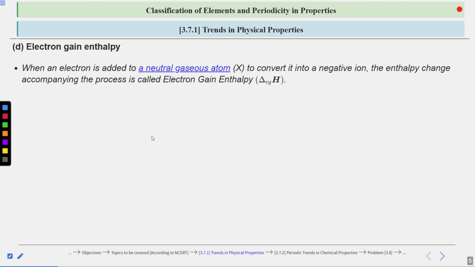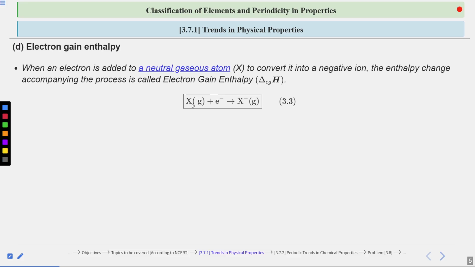Now what is electron gain enthalpy? It is the energy that is being utilized when you add an electron to a neutral gaseous atom. Right? So the enthalpy change or the energy change associated with that process is called the electron gain enthalpy. Now this process can be shown with the help of an equation.